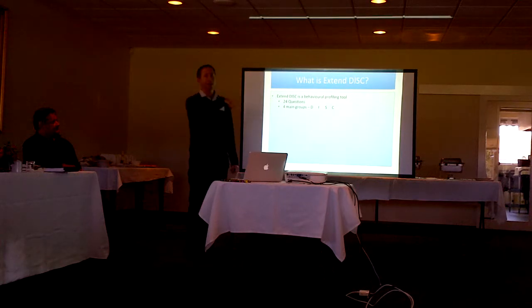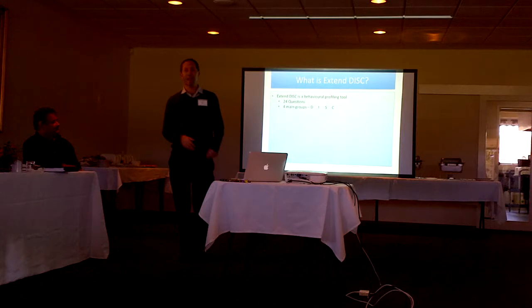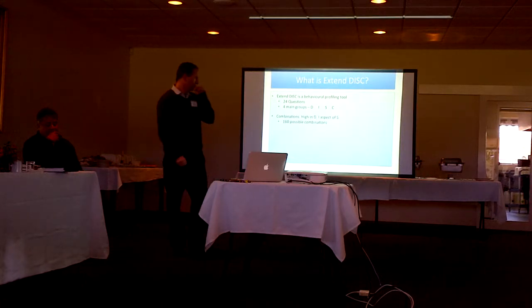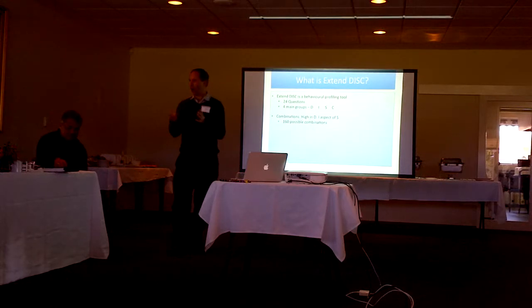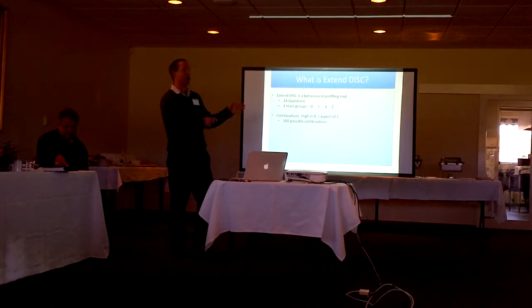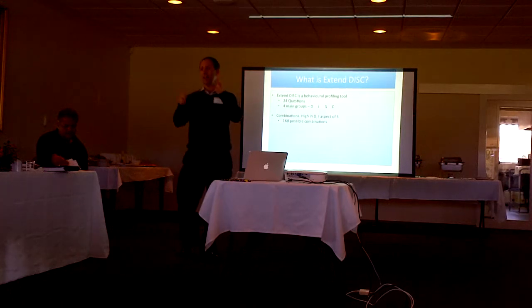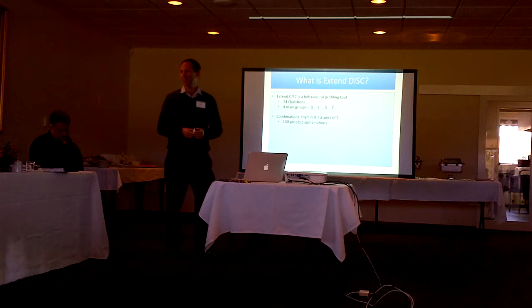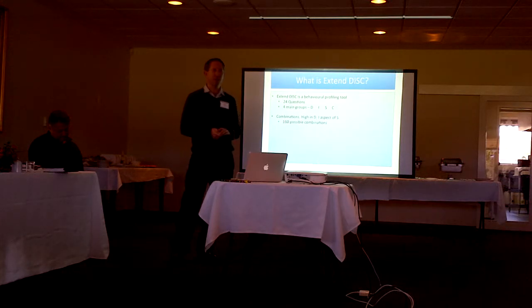It breaks down into the four main groups of D, I, S, and C, and they relate to personality types. From that, you can get combinations of these D, I, S, and C, so someone can be high in D, I, and S, and the levels will make more sense soon. But there's potential for up to 160 combinations, so it's a pretty refined tool.